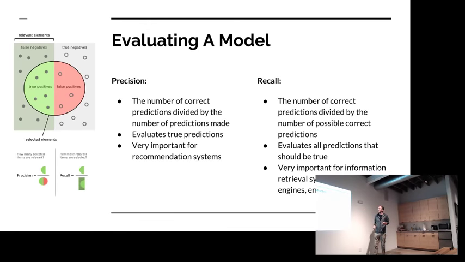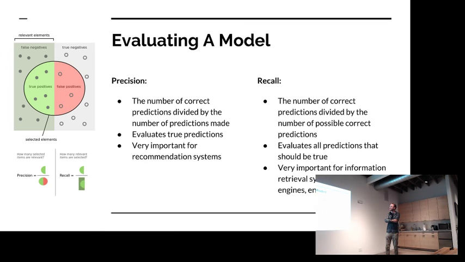And then these are the bread and butter of evaluation metrics. Precision is the number of correct predictions divided by the number of predictions made. That's the easier one, the one I have a better time understanding. And then for recall, it's the number of correct predictions divided by the number of possible correct predictions.